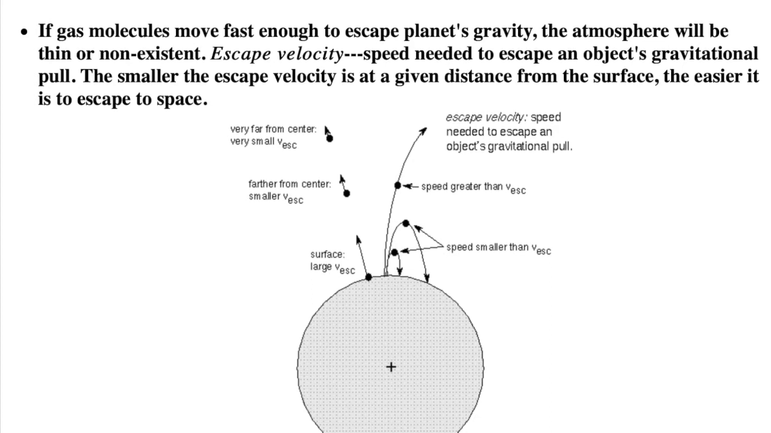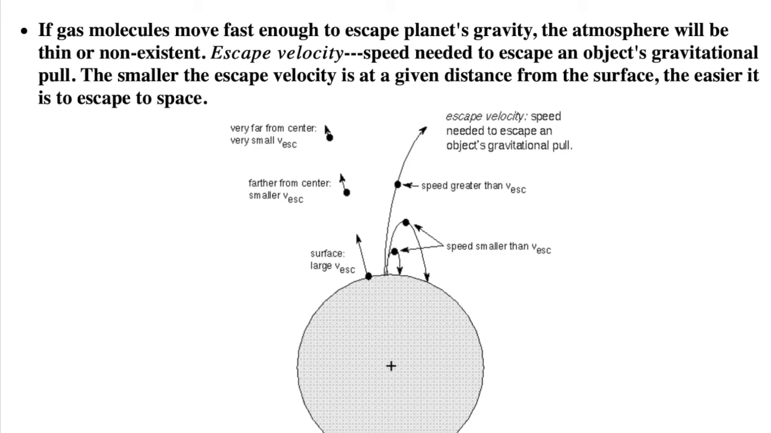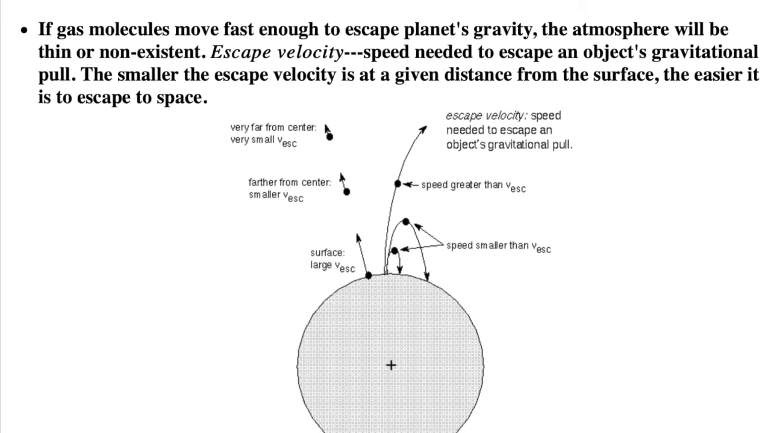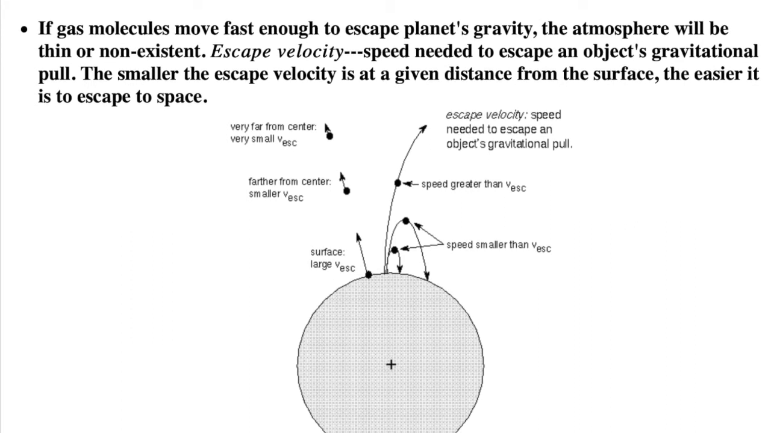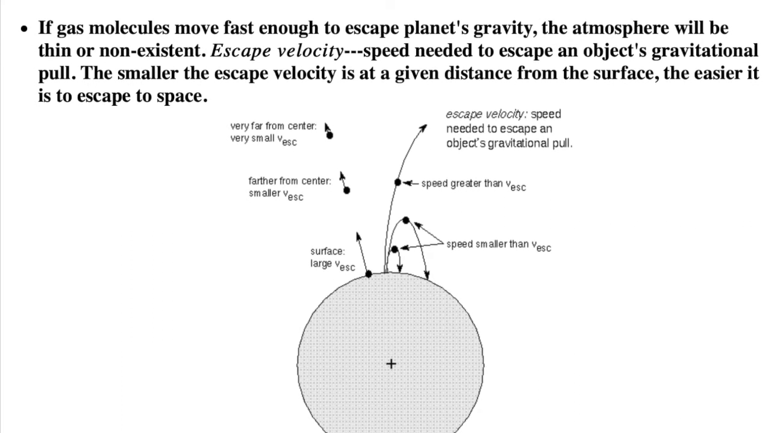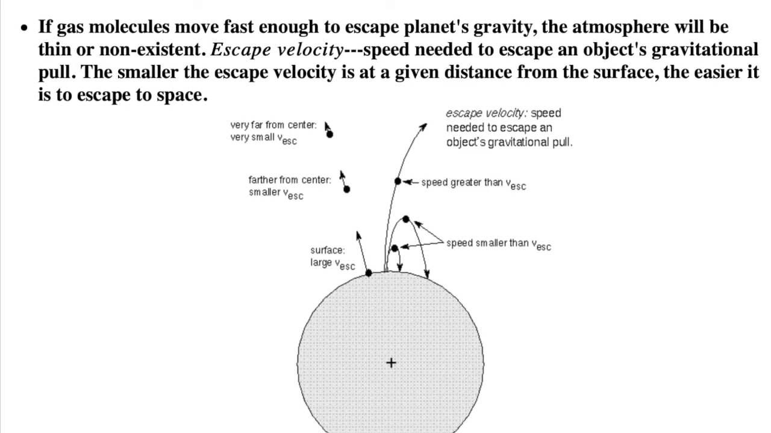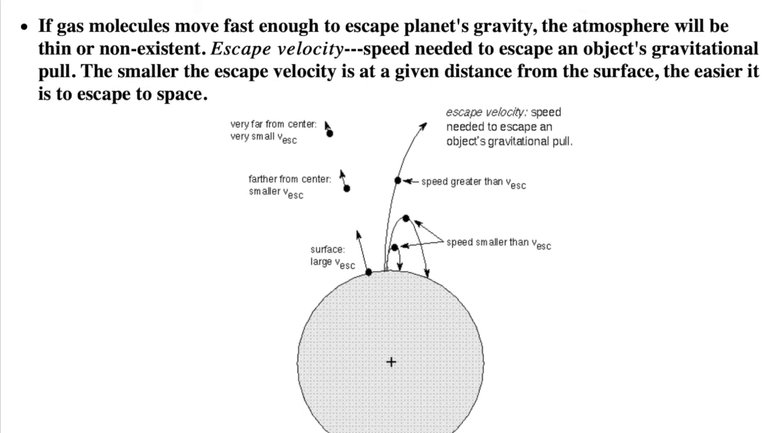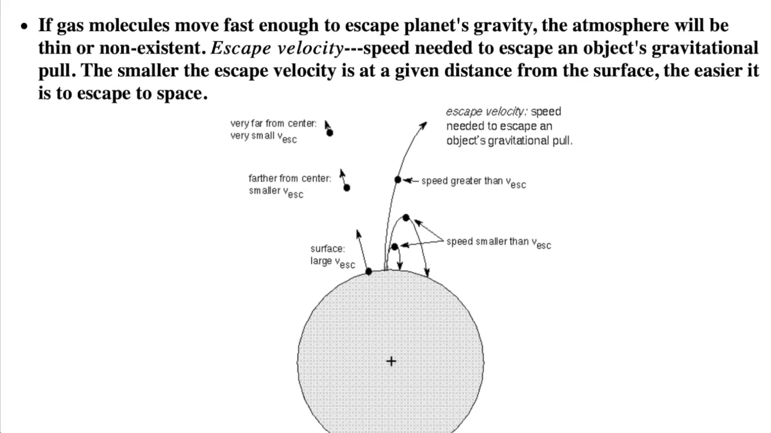The left side of the picture shows that the escape velocity at different distances from the planet gets less for greater distances, which makes sense since gravity gets weaker with greater distances. This is why atmospheres leak away from the top of the atmosphere. Molecules at the top of the atmosphere can escape more easily than those near the surface or closer to the core because the gravity is weaker at those greater distances from the planet's center.